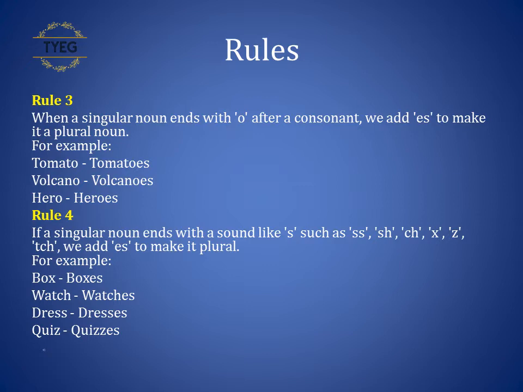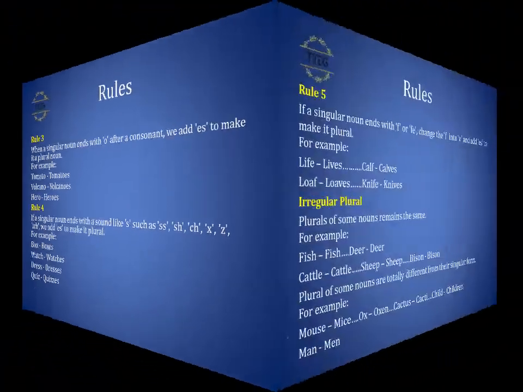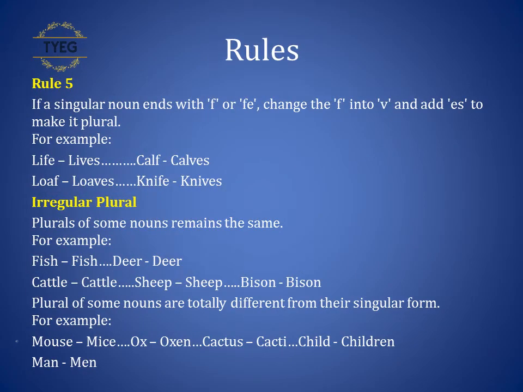Rule 4. If a singular noun ends with a sound such as SS, SH, CH, X, Z, we add ES to make it plural. For example, box, boxes; watch, watches; dress, dresses; quiz, quizzes. Rules. Rule 5. If a singular noun ends with F or FE, change the F into V and add S to make it plural. Life, lives; calf, calves; loaf, loaves; knife, knives.